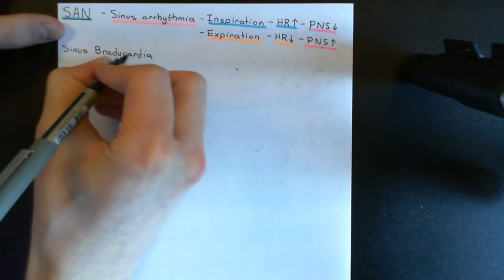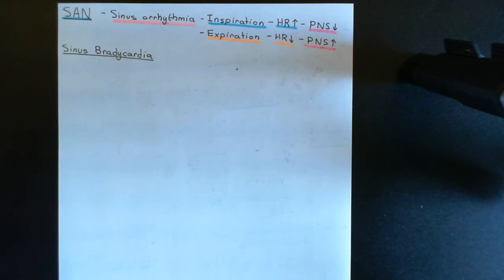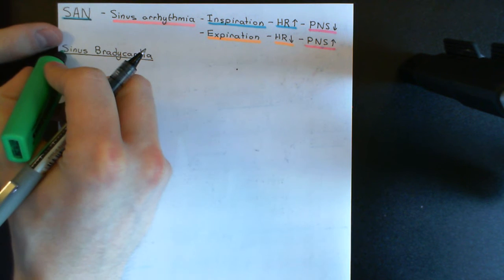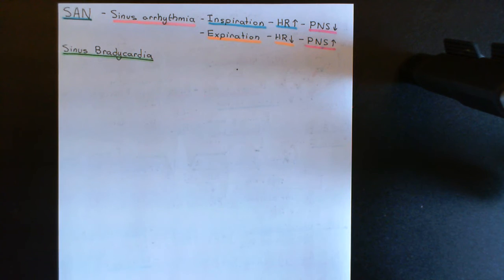So let's begin with sinus bradycardia and go over the different things that can actually cause sinus bradycardia, and then we'll talk about the treatment, and then we'll move on to sinus tachycardia. Okay, so sinus bradycardia. We've talked about what the definition of bradycardia is. Bradycardia means that the heart rate is going to be less than 60 beats per minute. So the ventricles are going to pump blood out of them at a rate less than 60 times a minute.